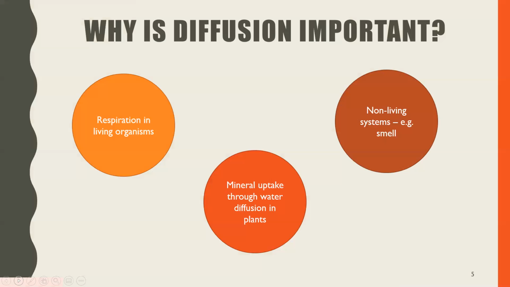And then in terms of non-living systems, it enables smells and those kinds of things to disperse in the air as well. So for example, when we spray some perfume, the scent will diffuse out in the air.